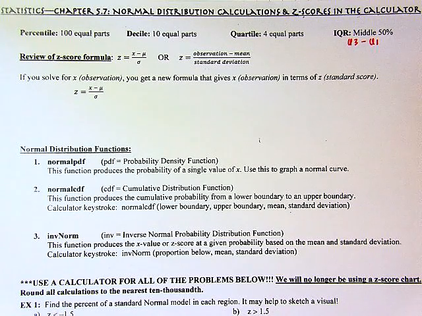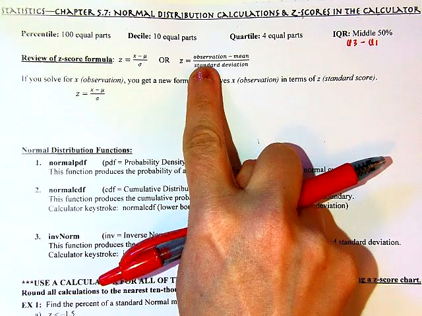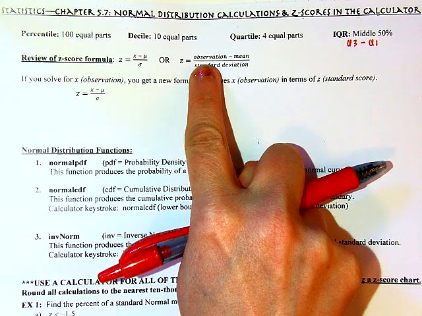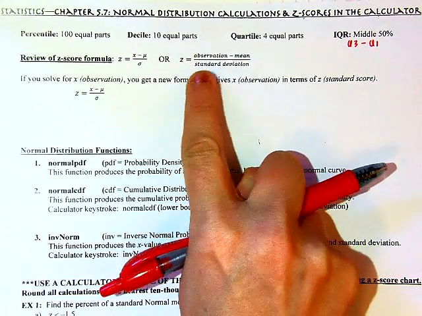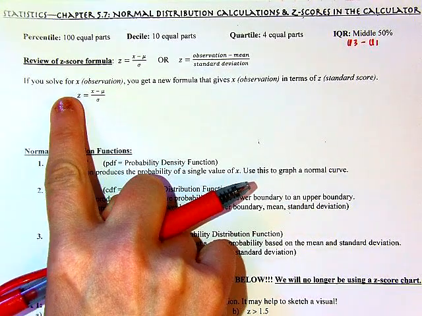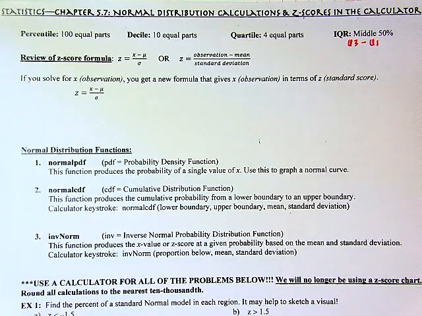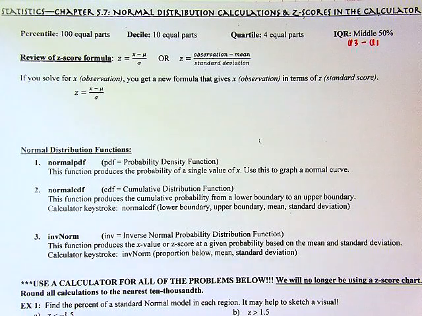Okay, we've been using the z-score formula for a while. We know that it's just the observation, whatever the context is for our data, minus its mean over the standard deviation. Okay, we also know that if we want to solve for x instead, that's our observation, we get a new formula that gives x in terms of z.